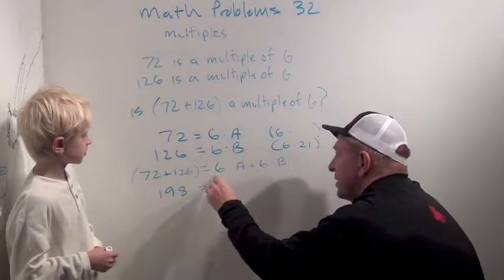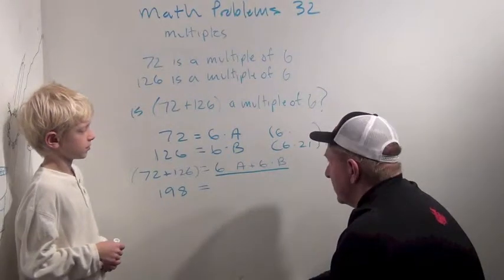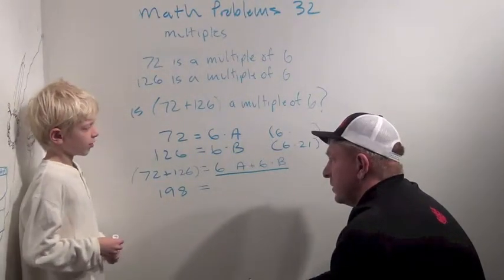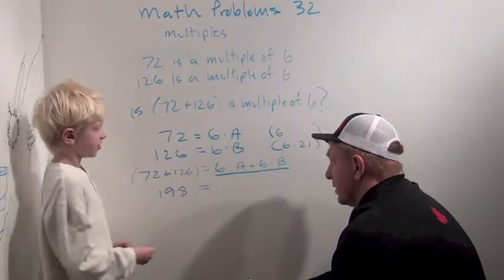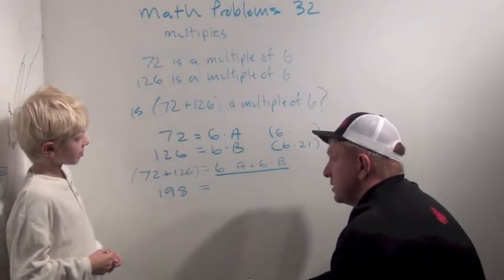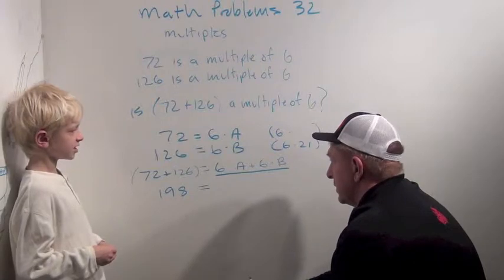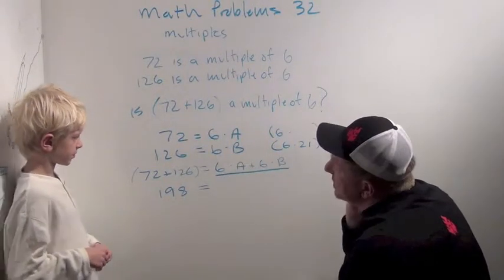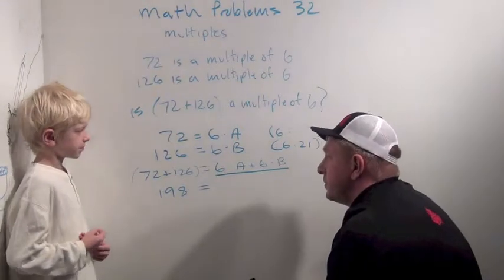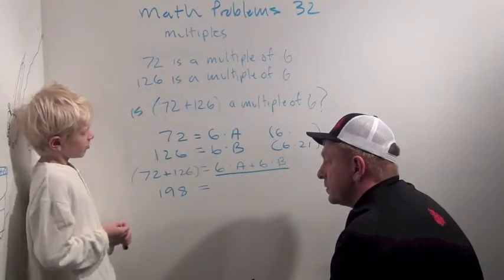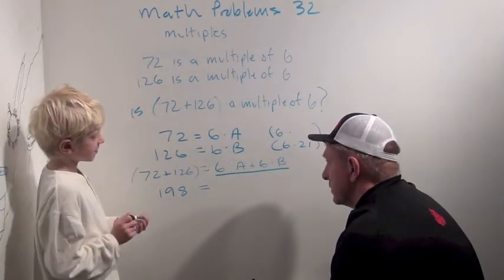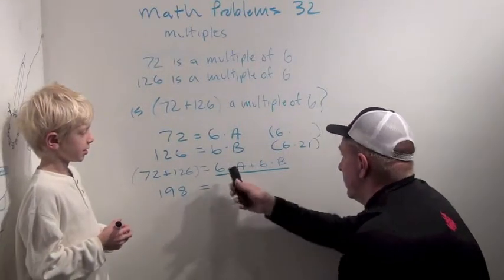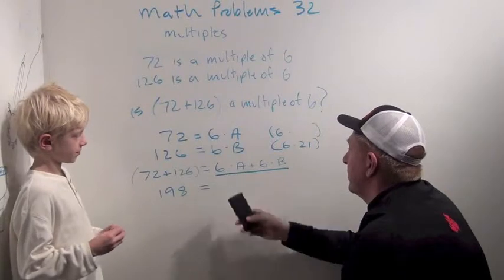What is this side? Can I make this side simpler? 6 times A plus 6 times B? Well, there's 2 6's up here. Maybe you could try to cancel the 6's. I can't cancel them because they're adding them together. But we could write 6 times A and 6 times B as 6A and 6B. That's what I've done here. This is 6 times A, or 6A.